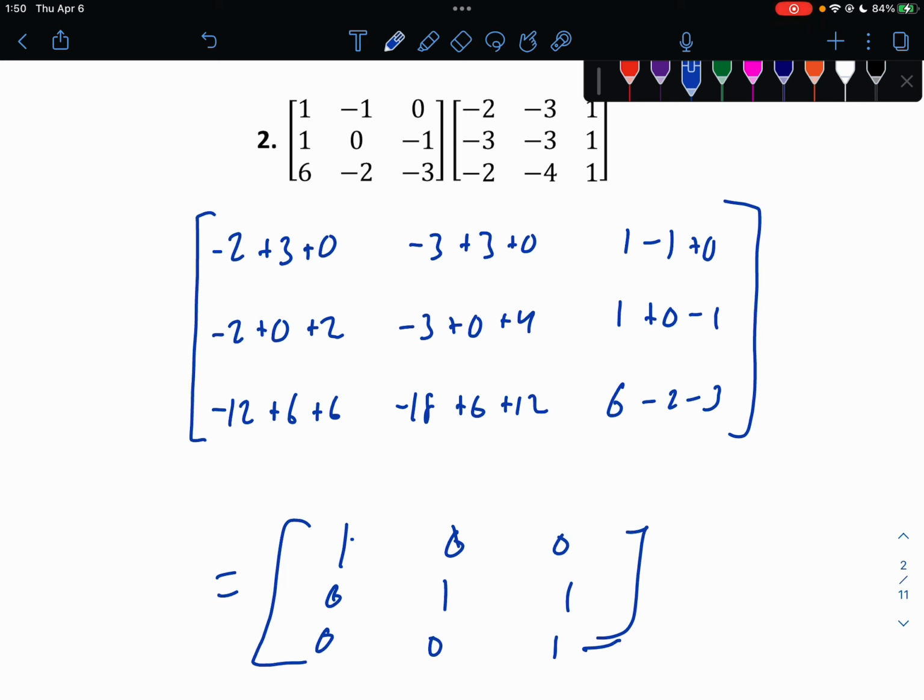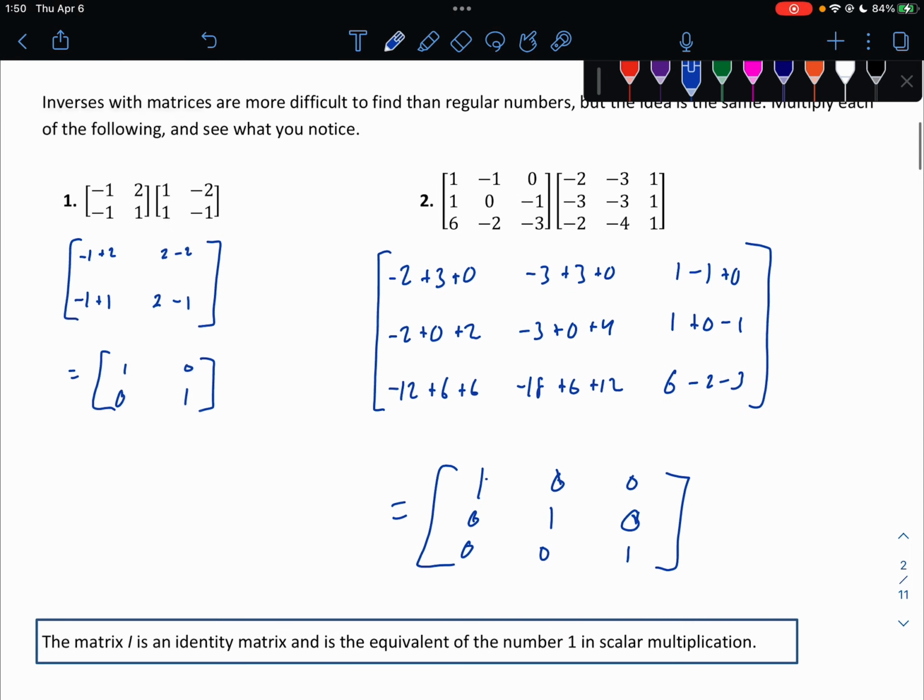So both of our operations here got us back to the identity matrix, where 1s are on the diagonals and 0s are everything else. The matrix I is an identity matrix, and is the equivalent of the number 1 in scalar multiplication. So these are basically like 1 in regular multiplication.